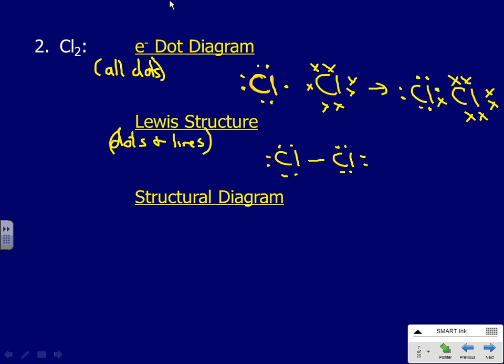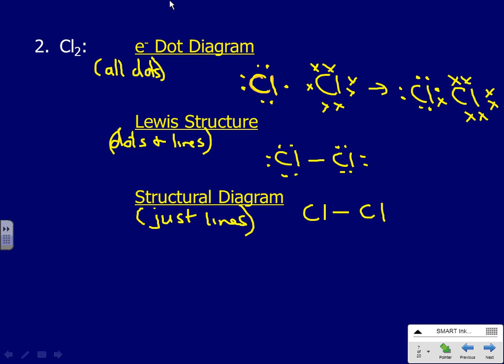All right? And when we do a structural diagram, we don't care about those extra electrons that are on the end. We know they're there, but because we've been doing chemistry for many, many years, we don't worry about these, so we draw the structural diagram like this. All right? And the structural diagram is just lines. Those are really simplistic definitions, but they get the point across.